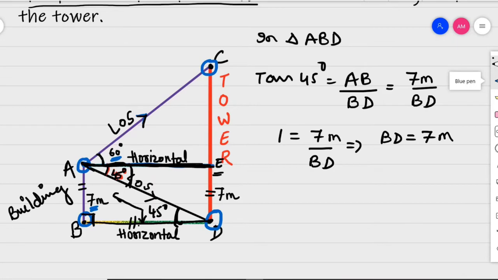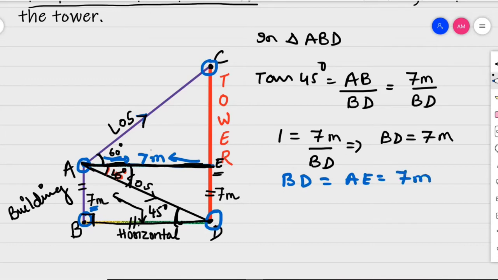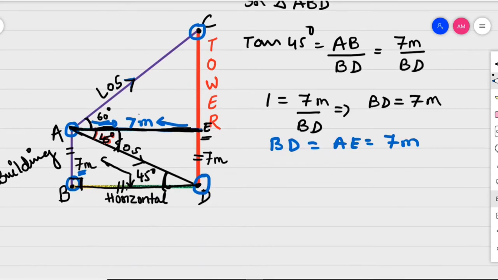That means your horizontal is nothing but 7 meters. Let me write here 7 meters so that there will be no confusion when you solve the questions. Now see, AE is also 7 meters. So BD is equal to AE. Okay? Now this will give you 7 meters. So now let us proceed with the next triangle. Now what is your next triangle?